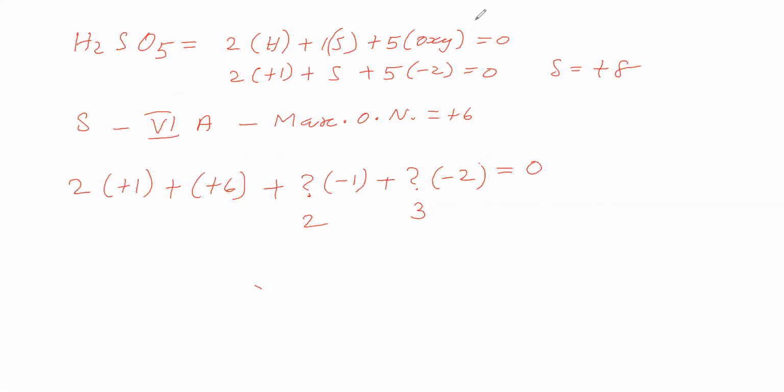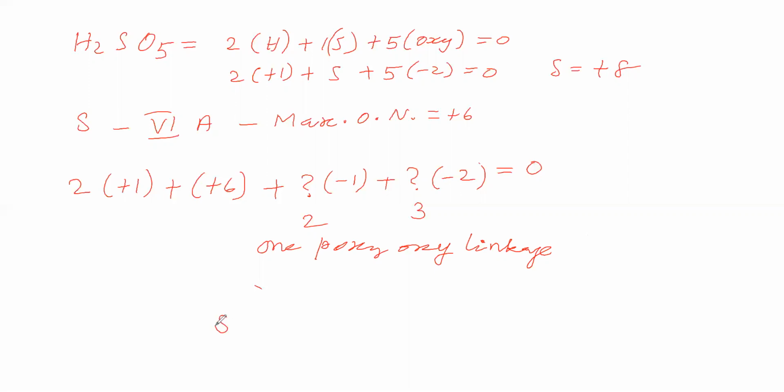Therefore, here we will take 2, and here we will take 3. So it indicates one peroxy linkage is present. One peroxy linkage is present in H2SO5. So now we will write the H2SO5 structure.